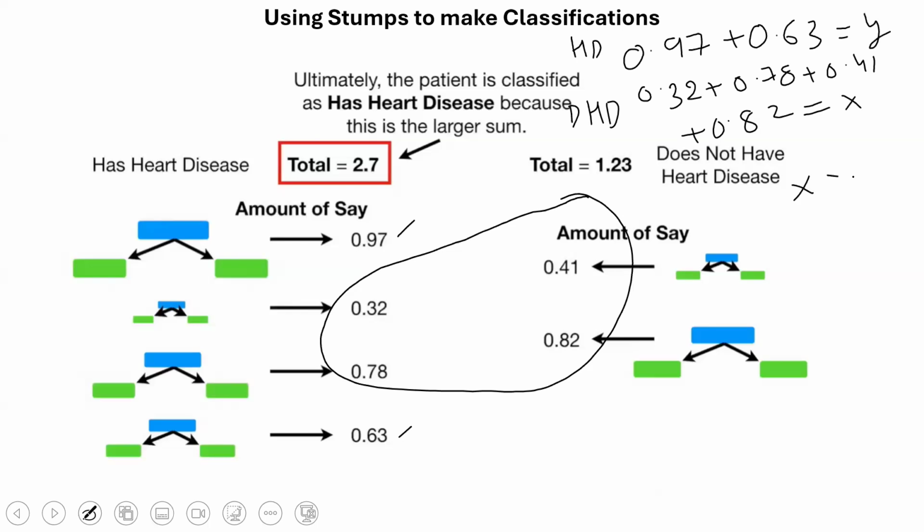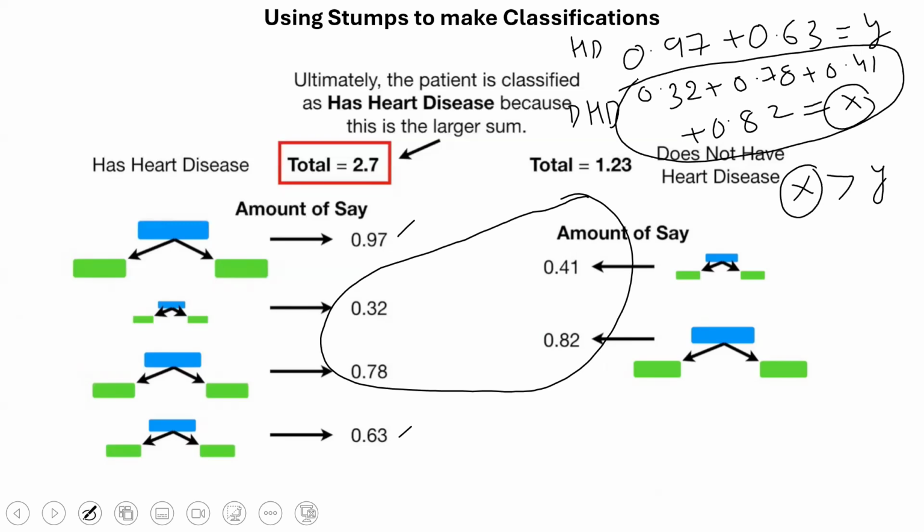As you find x is greater than y, you classify that the patient does not have heart disease, as the amount of say of the stumps which classified the patient as not having heart disease is higher than the summation of amount of says of stumps which classified that the patient has heart disease. That is how you make the classifications using the stumps at the end.